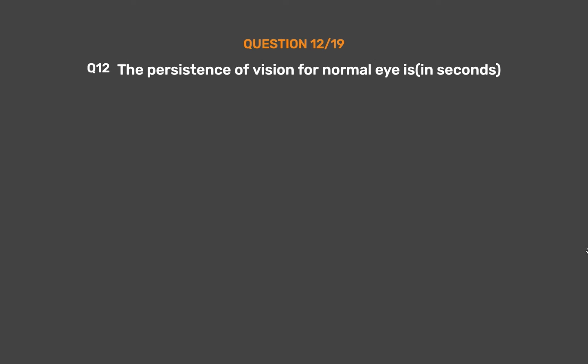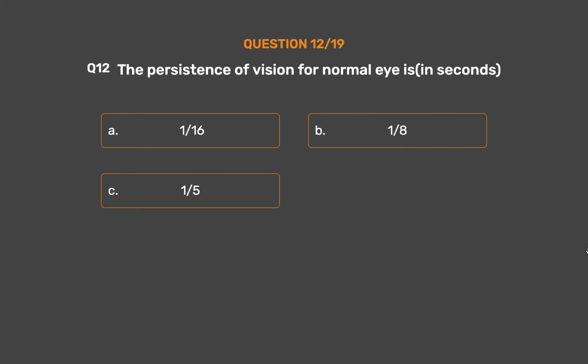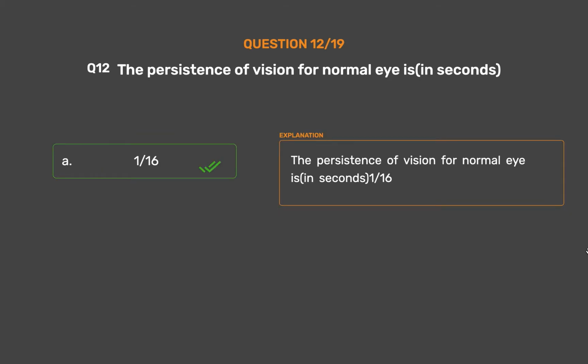Question number 12. The persistence of vision for normal eye is in seconds. Option A, 1/16, option B, 1/8, option C, 1/5, option D, 1/12. The correct answer is option A, 1/16. The persistence of vision for normal eye is 1/16 seconds.